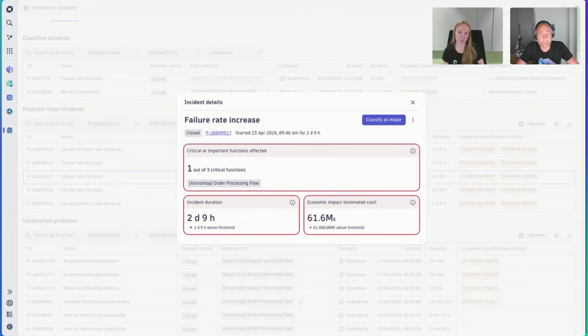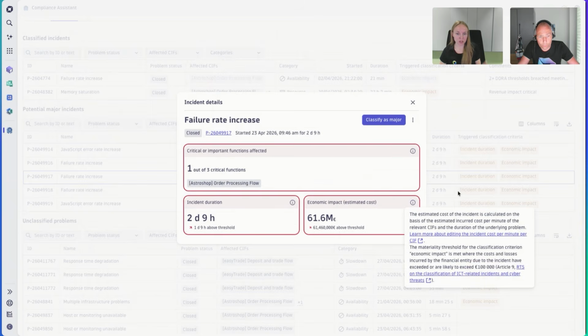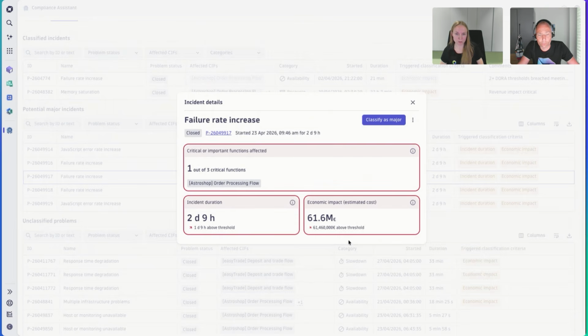Now, if we take this example, you can see the incident is actually closed. Of course, we're looking at the demo incident, so also very worrying that it has been open for more than 2 days. But first of all, you can see which of those critical or important functions are affected. And then you can see 2 of the DORA criteria in context that we populate as the incident is open. So for each of these requirements, you can see that we pull the materiality threshold from DORA and then clarify whether or not that's breached.